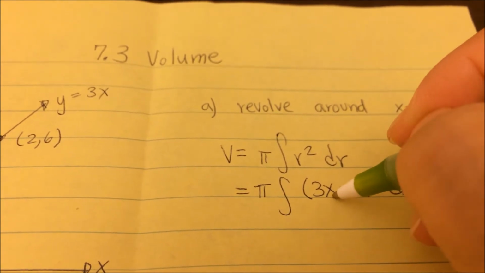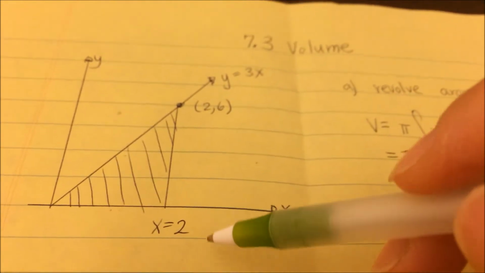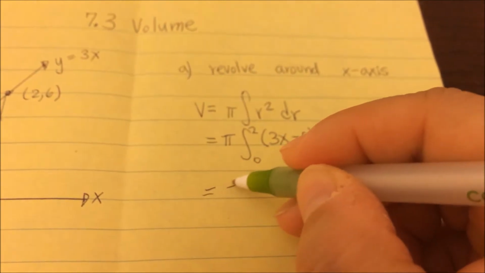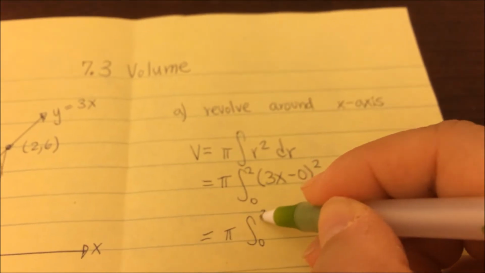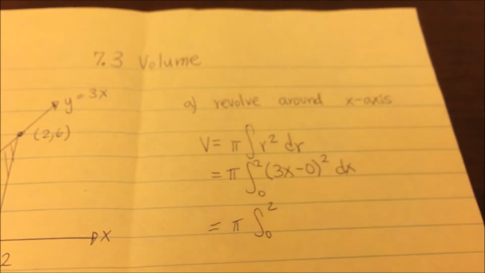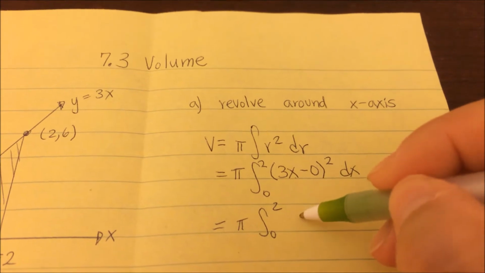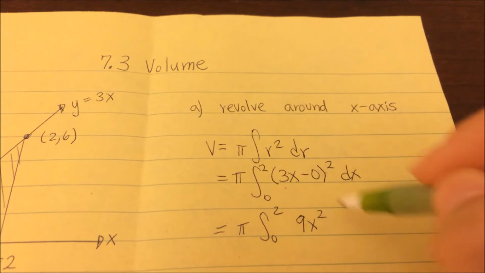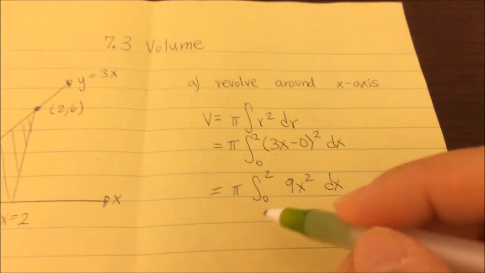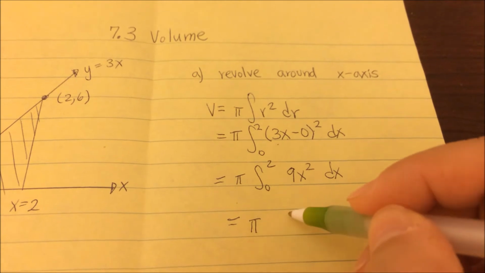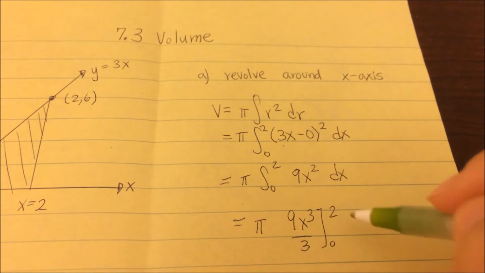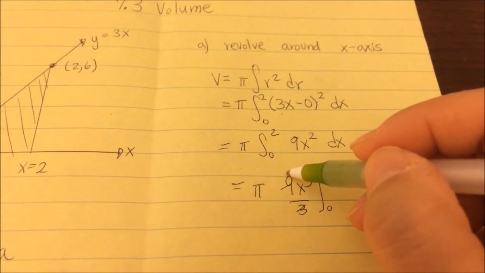Now because I have x's in the equation, I have to figure out what my x is. So x is from 0 to 2 in this case. Our limits are from 0 to 2 right there. Okay, let's simplify that a little further. From 0 to 2, I'm going to get rid of that 0, and then we're going to have 3x squared, actually 9x squared, because 3 times 3 is 9, and then the x squared, dx. Okay, now we're ready to do the integration. That gives us 9x cubed over 3, from 0 to 2, and that simplifies to 3.